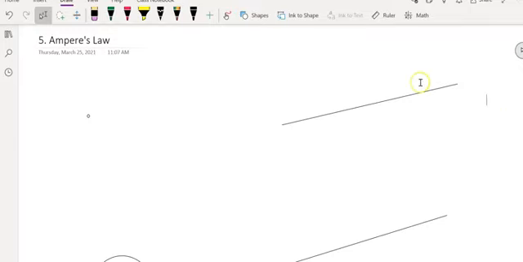Folks, we're here to talk about Ampere's law. And as a means to do so, I'm actually going to talk about Gauss's law. All right, so Gauss's law, as you remember, is a convenient way to express the strength of electric fields.